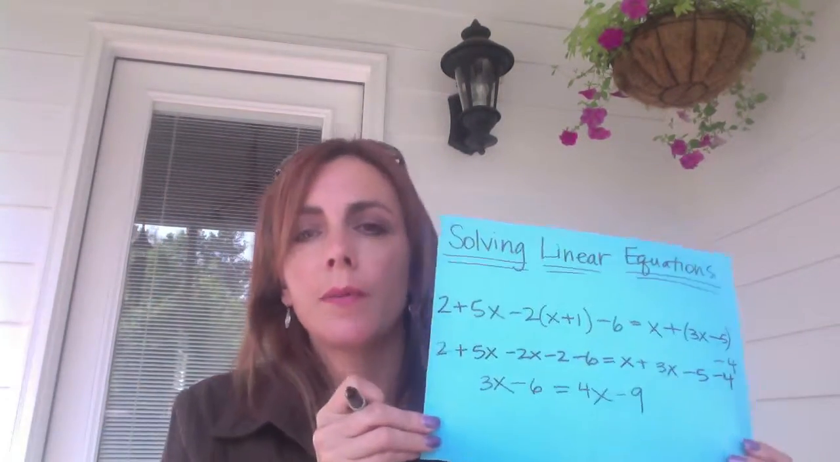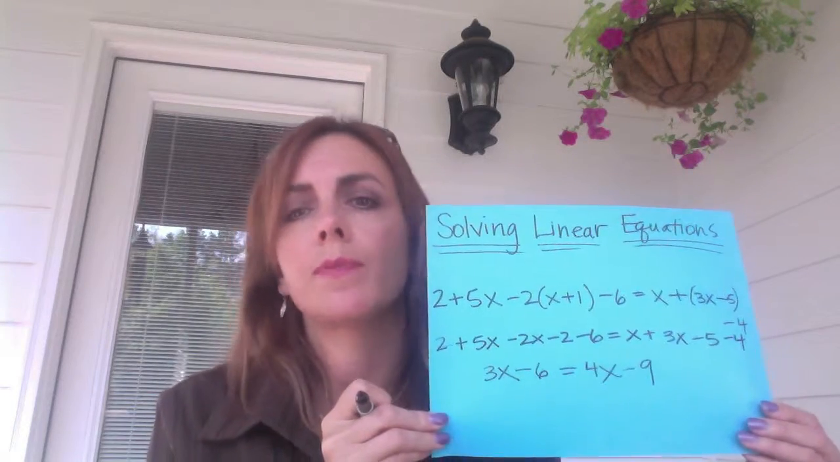We have 5x minus 2x on the left-hand side gives us 3x. And then we have 2 minus 2 minus 6, which gives us minus 6. On the right-hand side, we've got x plus 3x, which is 4x. And we have -5 minus 4, which is minus 9. So we end up like this. Okay, so now this is pretty easy.